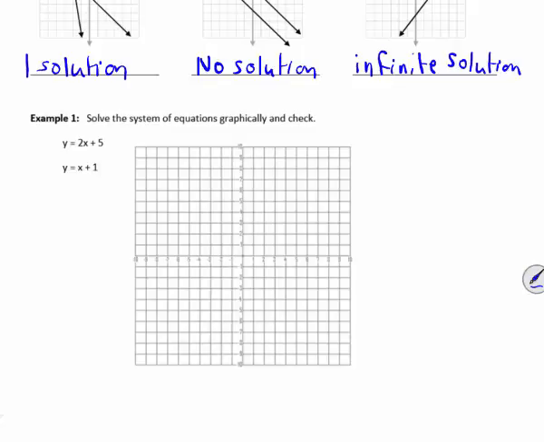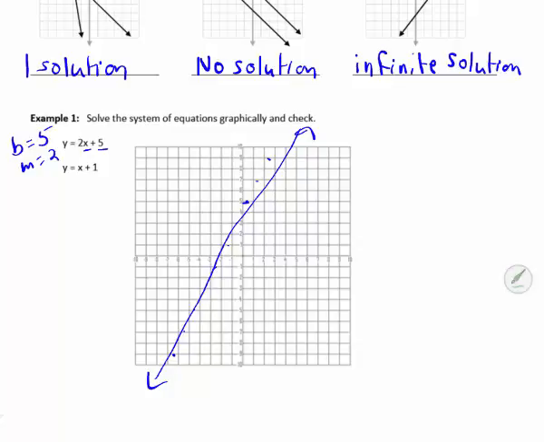But for this first equation, b is 5, so I'm going to start at 5 on the y-axis. The slope, m, is 2, so I'm going up 2 and over 1 to get my next set of points. And then I'm going to reverse it and go down 2 and over 1 so that I have as many points as I can to make a nice straight line. So being accurate and using a straight edge for this is very important, unlike what I just did here.